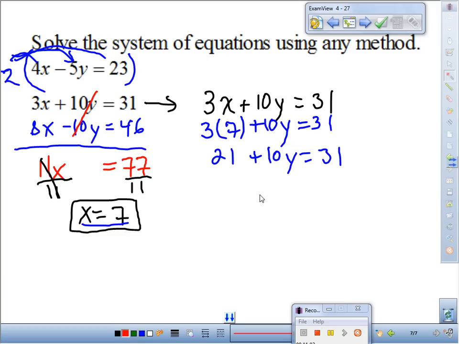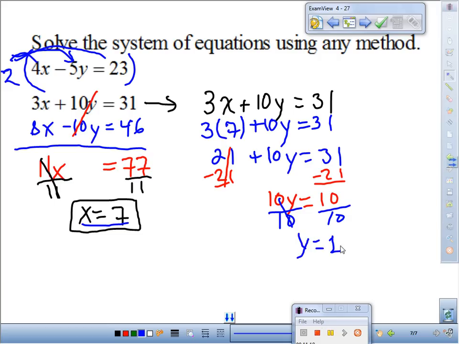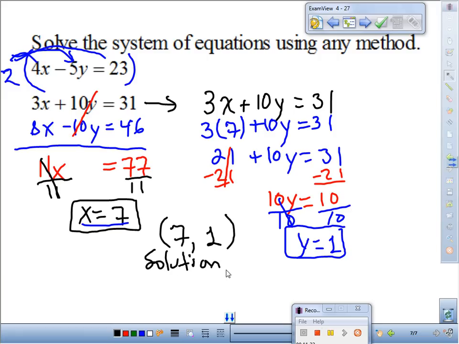What do I do from there? Minus 21, minus 21. We got 10y equals 10. What's my last step? Divide by 10, divide by 10. Y equals 1. Am I done? No, I need to write it in coordinate form. What is my x? 7. What is my y? 1. This is a solution to the system.